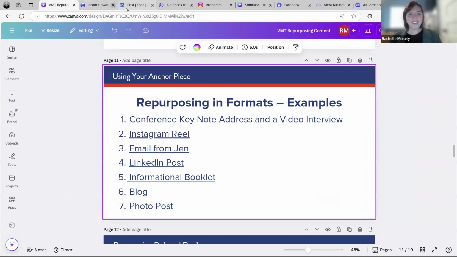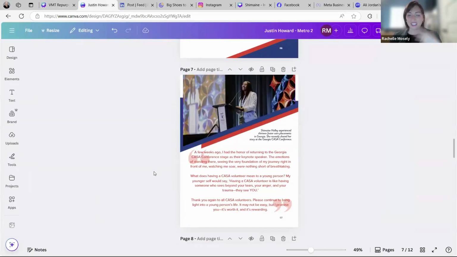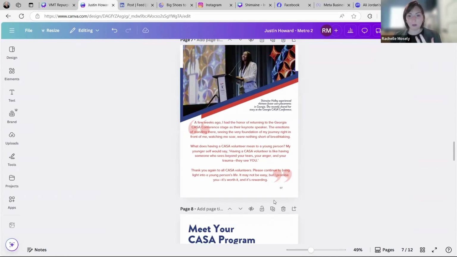Okay, and then we also did something for CASA Day at the Capitol this year. We didn't have a full day, but we did instead make booklets for every new legislator that joined in Georgia. So it's an informational booklet about us and what we do.